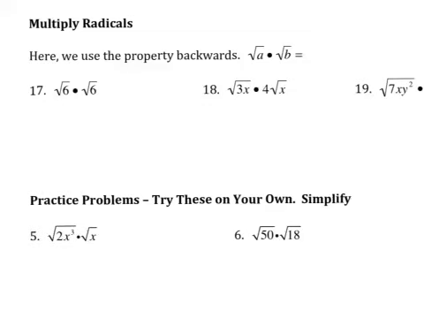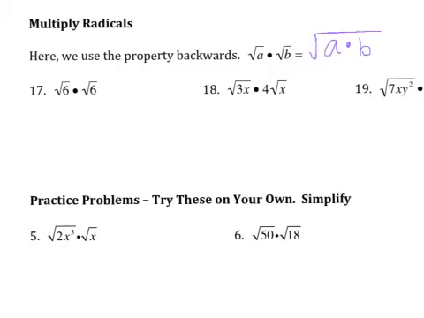Now we're going to do some problems where we're going to use the product property backwards. What do we do if we already have two radicals that are separate? Well, if we have the square root of a times the square root of b, we're allowed to multiply that together inside the radical and then simplify further if we need to. So let's take a look at number 17.